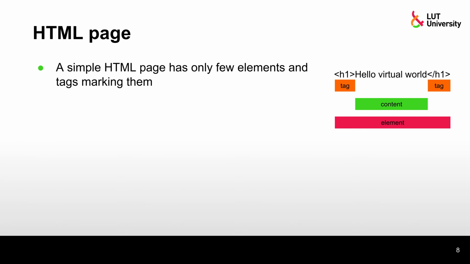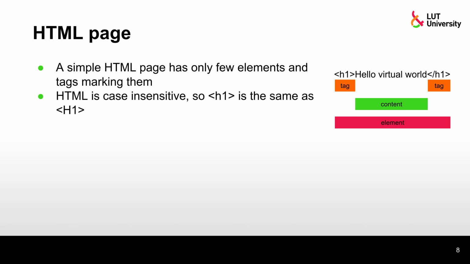A simple HTML page has only a few elements and tags marking them. So if we have this h1 element, we have the tag and a closing tag, and we have content between those tags, and this concept forms an element.